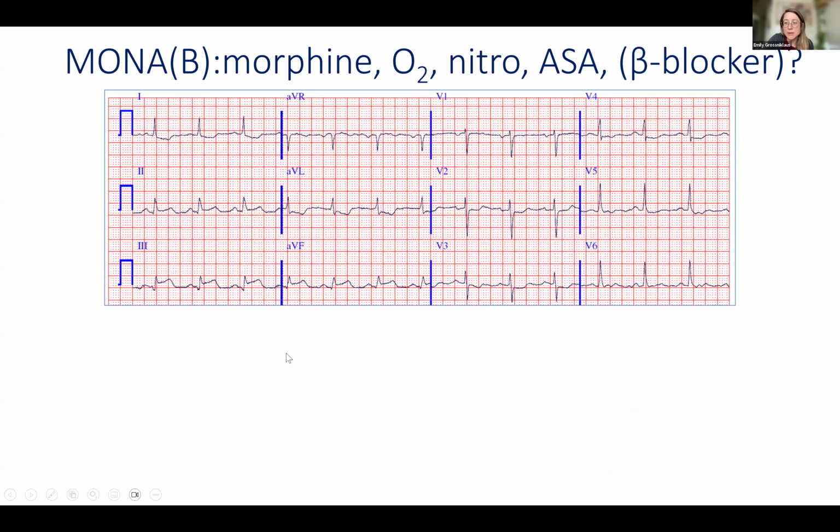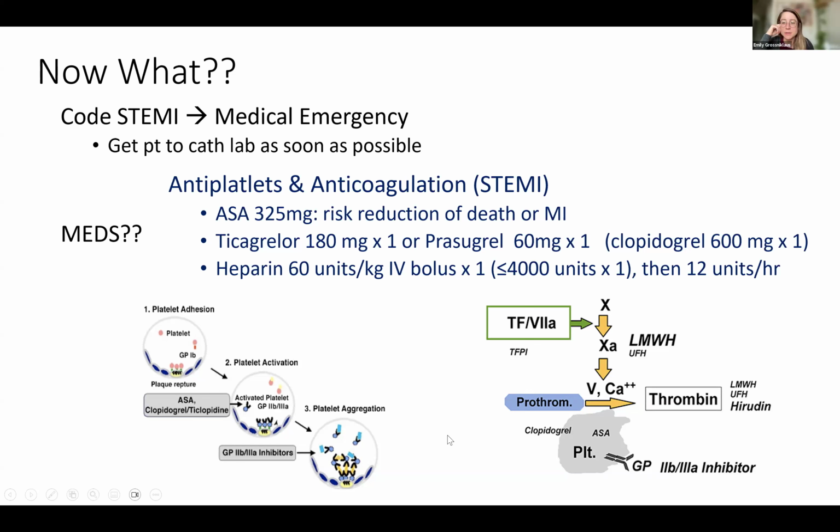We have a great question coming from UW. Does the choice between ticagrelor versus prasugrel depend on the timing of the cath, or is it NSTEMI versus STEMI? Or I will add, is it what's available at your institution?